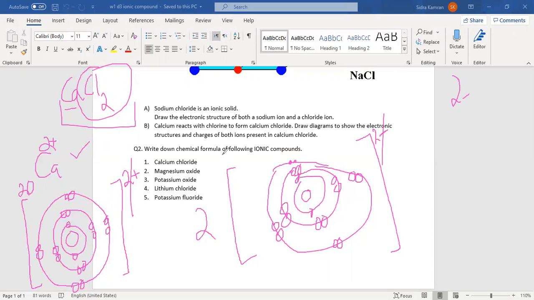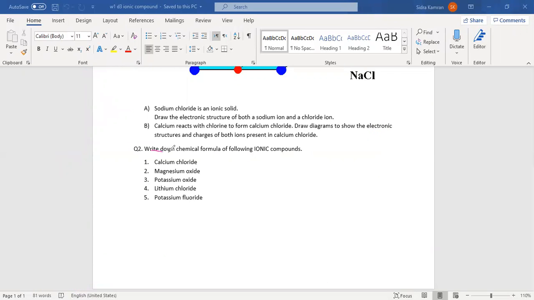Write down the chemical formula of the following ionic compounds. Ionic compounds are formed by the bonding of metals and non-metals. So these all are metals: calcium, magnesium, potassium, lithium, and these all are non-metals. So let's see, metals have plus valencies and non-metals have minus valencies. So let's start writing their chemical formulas.